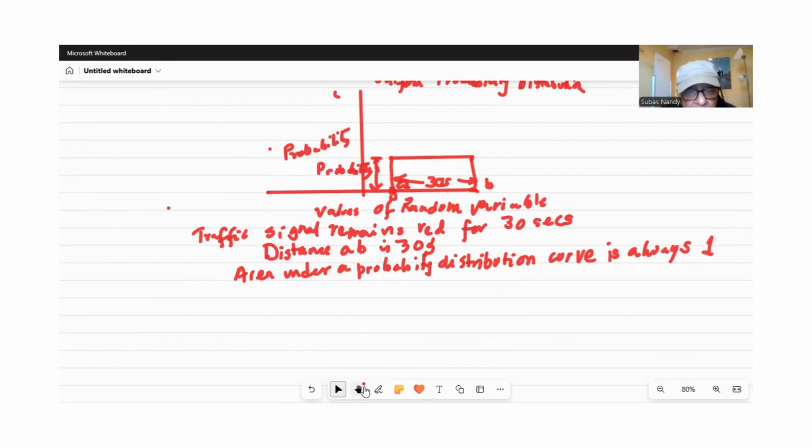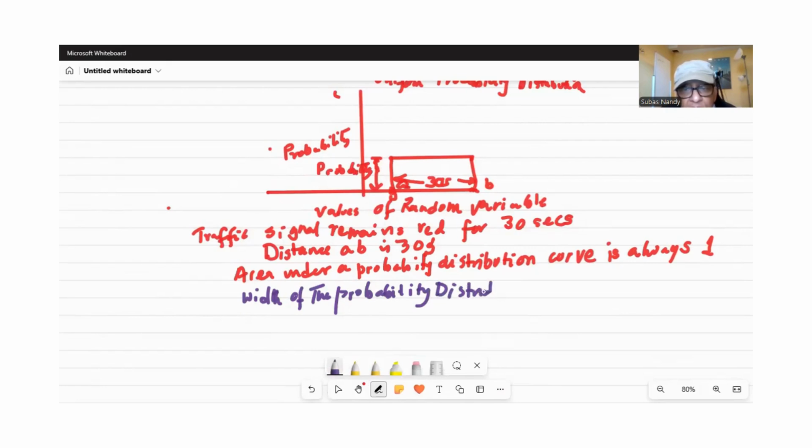The width of the rectangle, the width of the probability distribution, is AB, which is equal to 30 seconds. We already talked about 30.